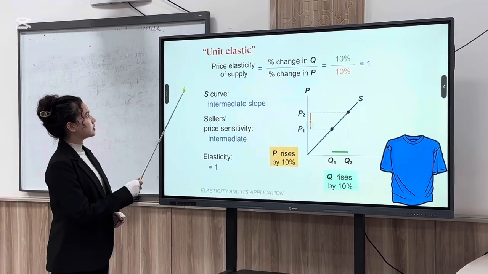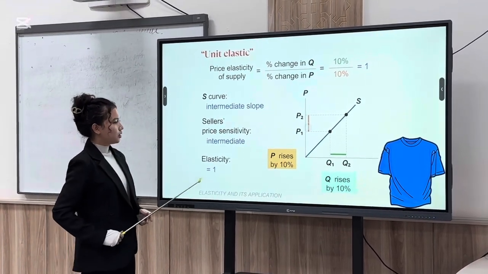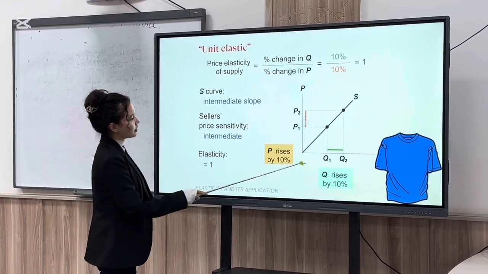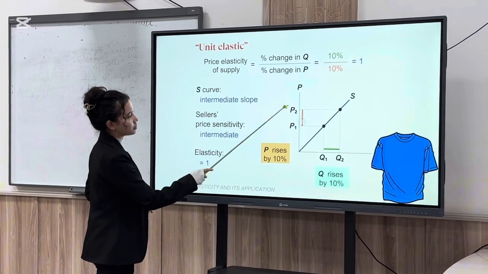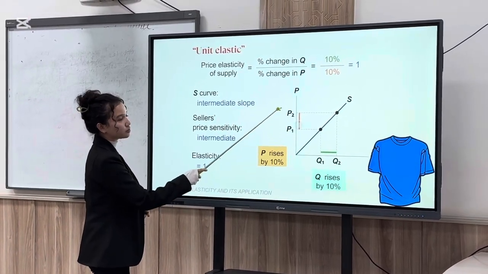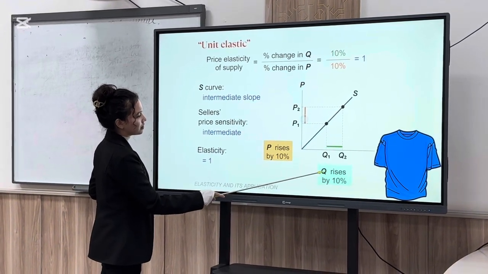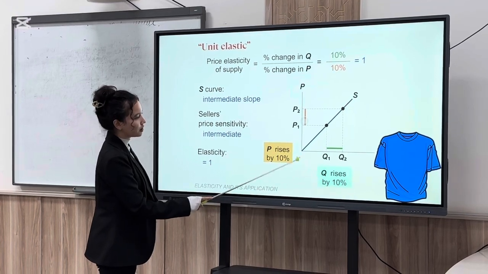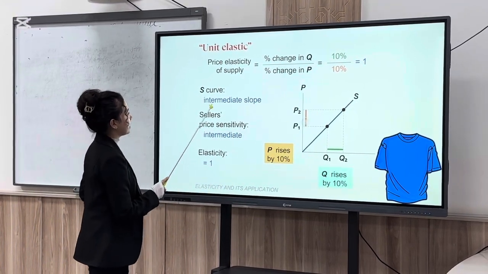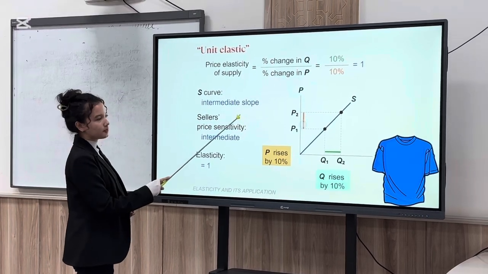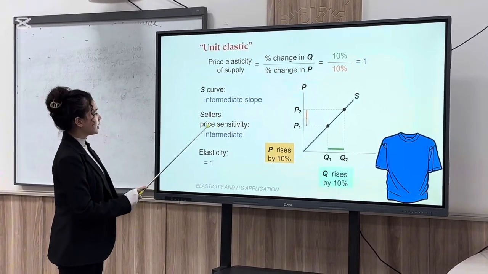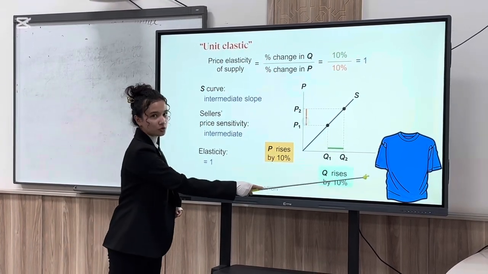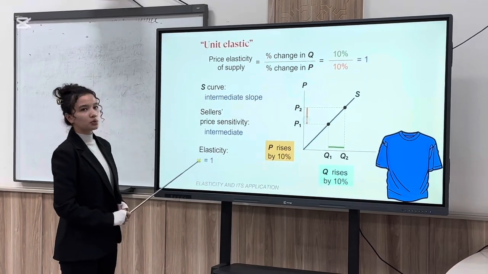The third one is unit elastic supply. We can take t-shirt production as an example. As you can see here, price rises by 10% from P1 to P2, and quantity supplied rises by 10%. 10% and also 10%, they are equal. And the supply curve has an intermediate slope, and the seller's price sensitivity is intermediate. As a result, elasticity of t-shirt production is equal to 1.